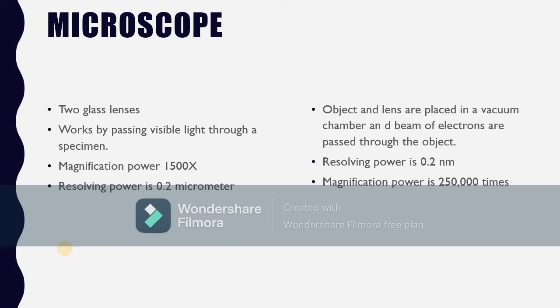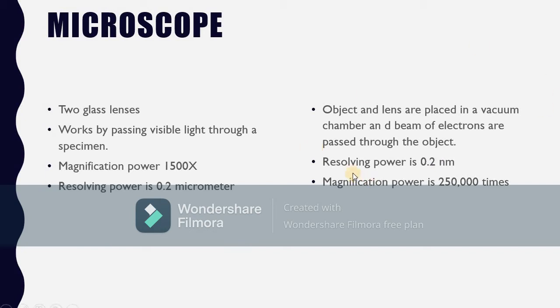The other thing is about the electron microscope. Here it is written that the object and lens are placed in a vacuum chamber and a beam of electrons is passed to the object. In this way, electrons pass through or reflect from the object and make the image of it. Electromagnetic lenses enlarge and focus the image onto a screen or a photographic film. So the electron microscope has a much higher resolving power than the light microscope, and the most modern electron microscope can even distinguish an object as small as 0.2 nanometer.